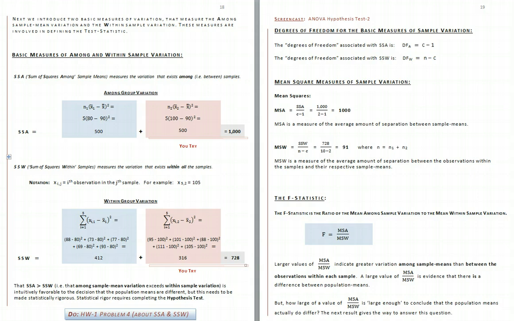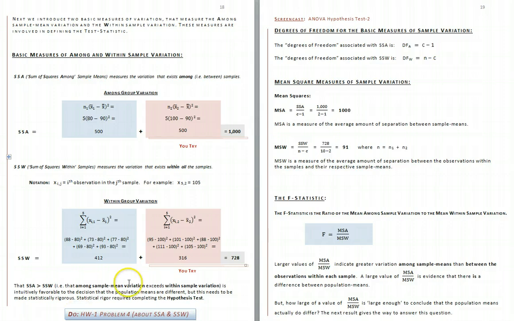We remarked that SSA relatively large compared to SSW indicated definite spread between sample means, which in turn is evidence that the population means differ. That is, evidence in favor of H1.